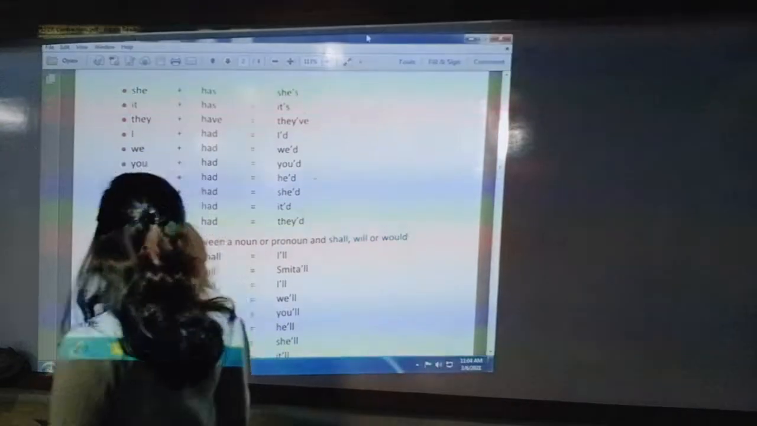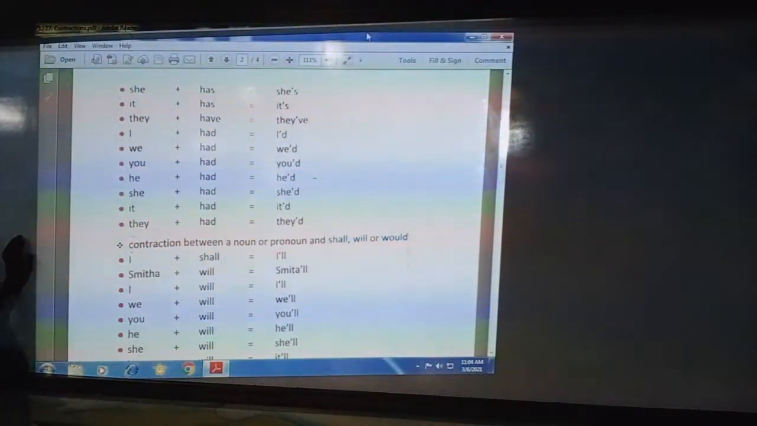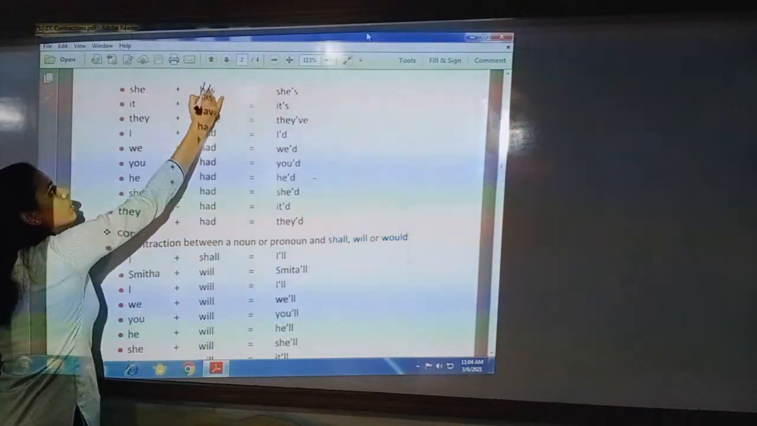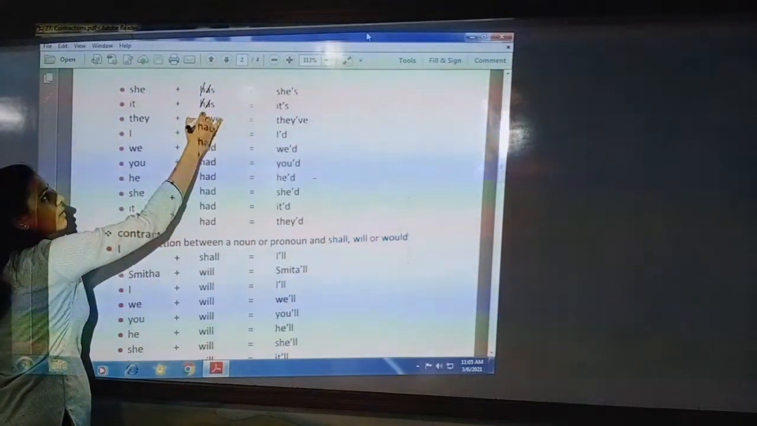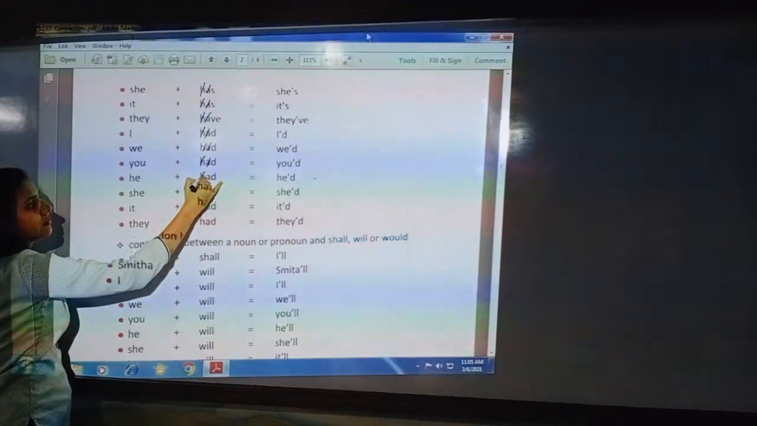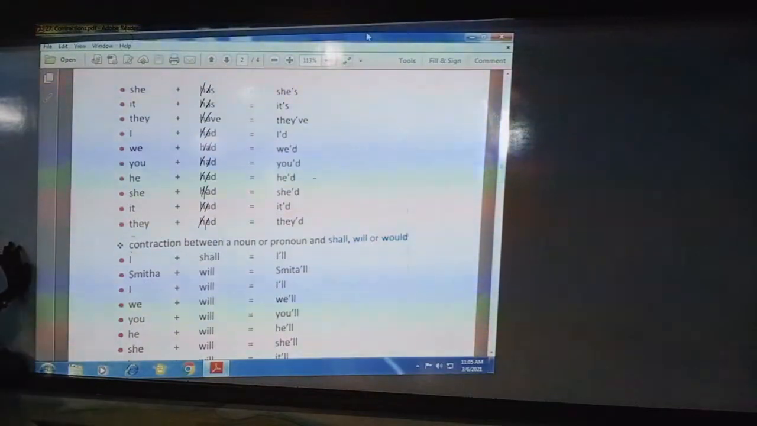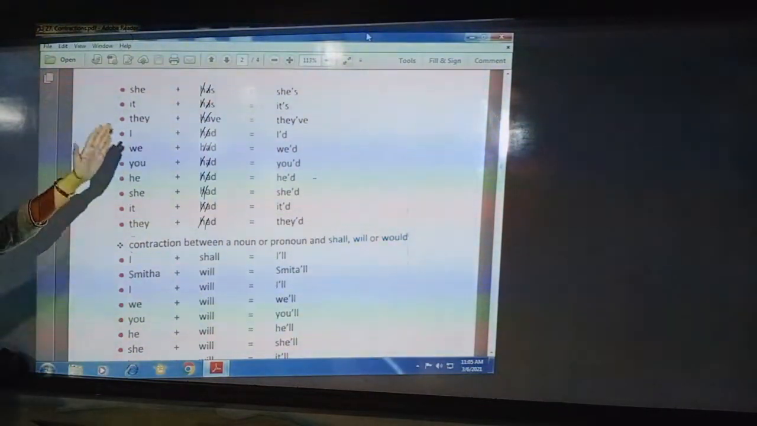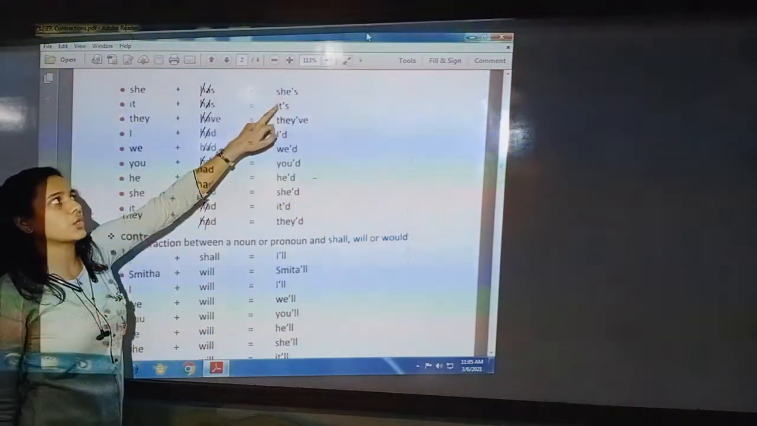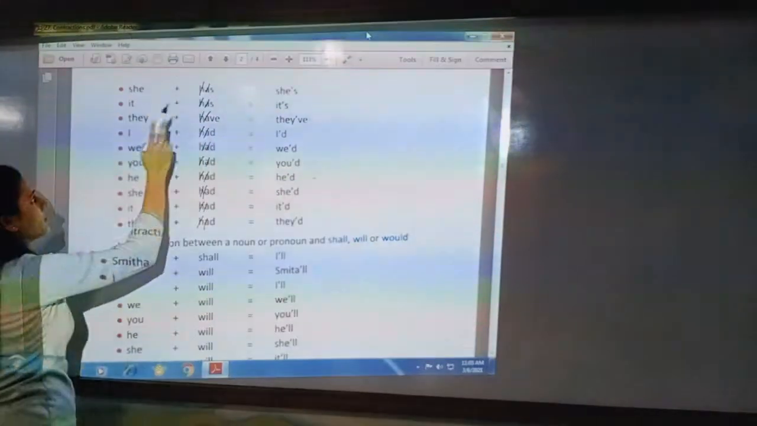Next is she has. Again, has is given, so we will eliminate two initial letters and the first letter will be written the same. She apostrophe s, she's. It apostrophe s, it's.